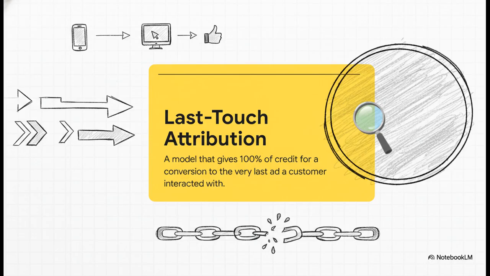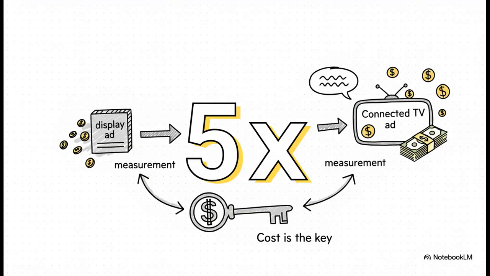For a long time, the default way to measure ad performance has been this model right here, last touch attribution. The idea is super simple. It gives 100% of the credit for a sale or a sign-up or whatever to the very last ad someone interacted with. It's clean, it's easy to understand, but it's dangerously incomplete. So how does this one simple model get it so wrong? Well, it really all starts with this number.